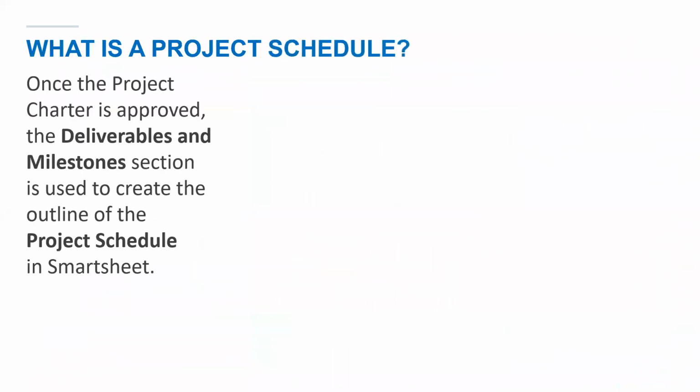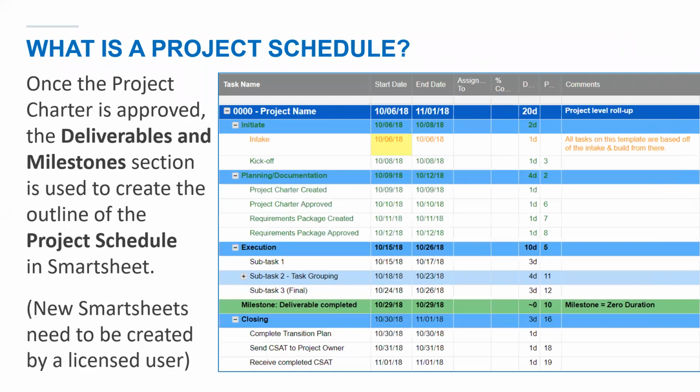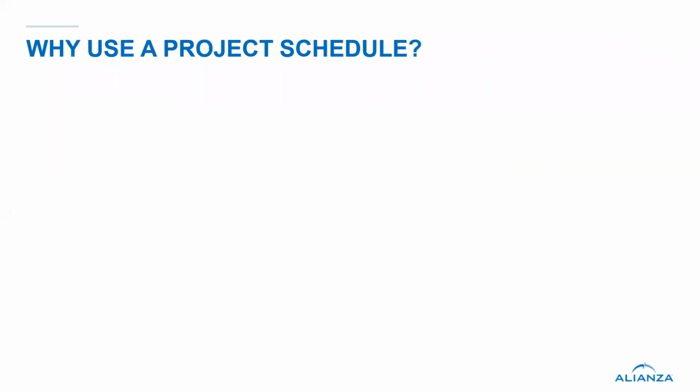Once the project charter is approved, the deliverables and milestones section is used to create the outline of the project schedule in Smartsheet. At least that's what we do on our team. Here's a screenshot example, and you can get to the actual project schedule. You can see the intake, the planning and documentation, the execution, the closing. It's the basic project schedule. New Smartsheets need to be created by a licensed user, so if you want one, you have to check with somebody who has a license. There's a KB article about it.